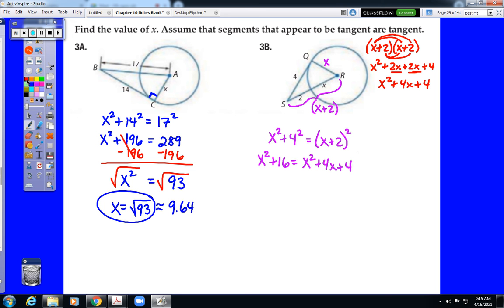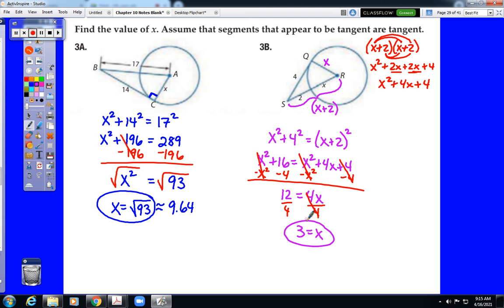Then we solve. Now again, just like that last example, when we subtract x squared from each side, it drops out, which saves us a lot of time and energy. We subtract 4 from each side, and we get 12 equals 4x, and then we divide by 4 to get x by itself, and we get our answer of x equals 3. So those are the applications of our first tangent rule, which is by far the hardest of the two.